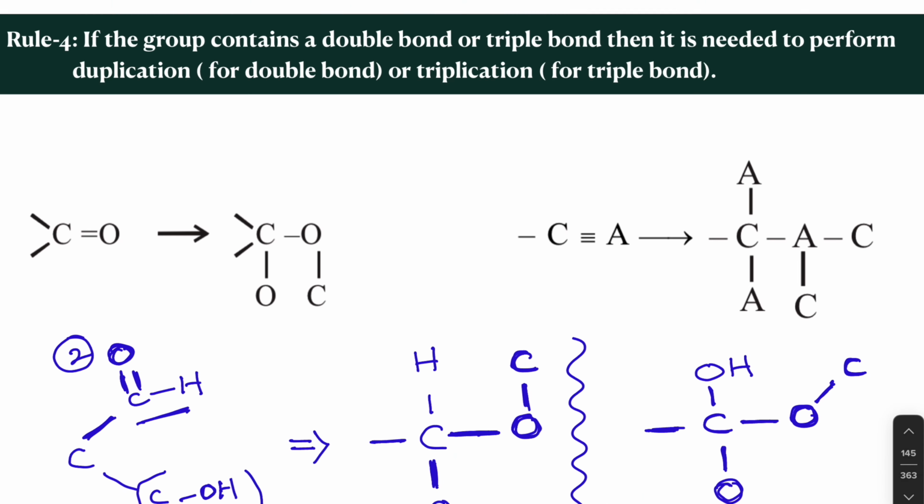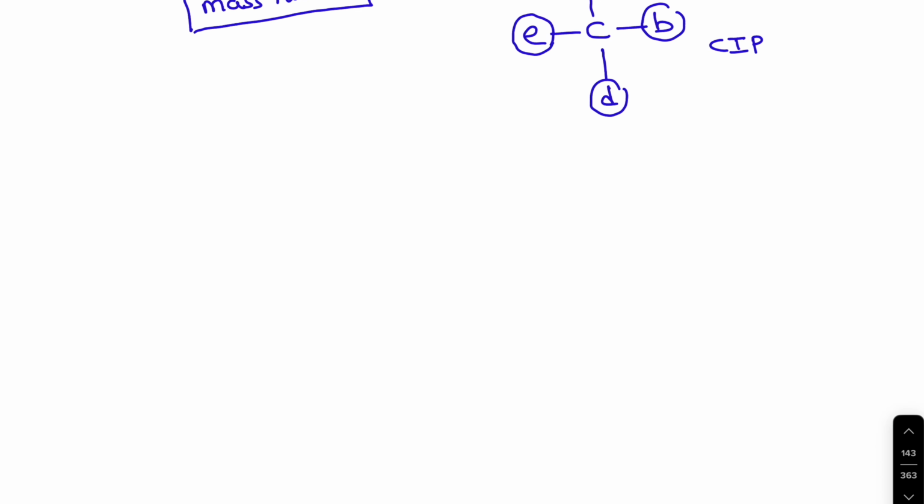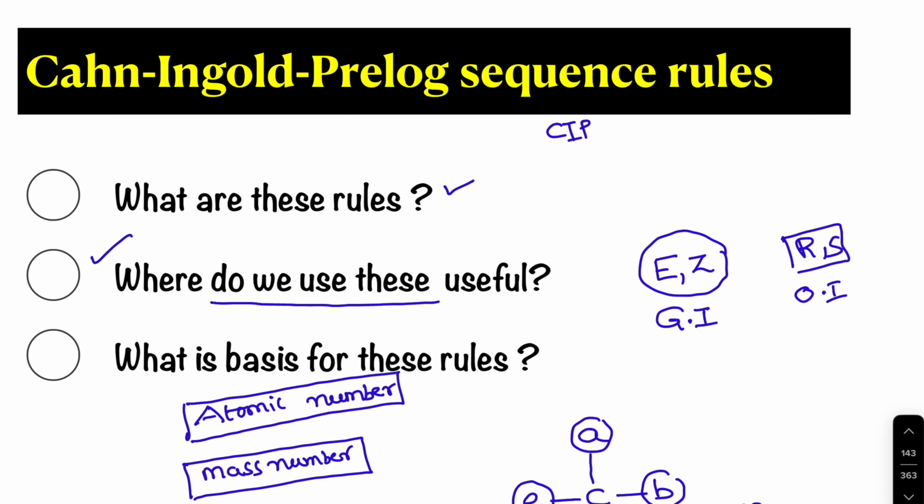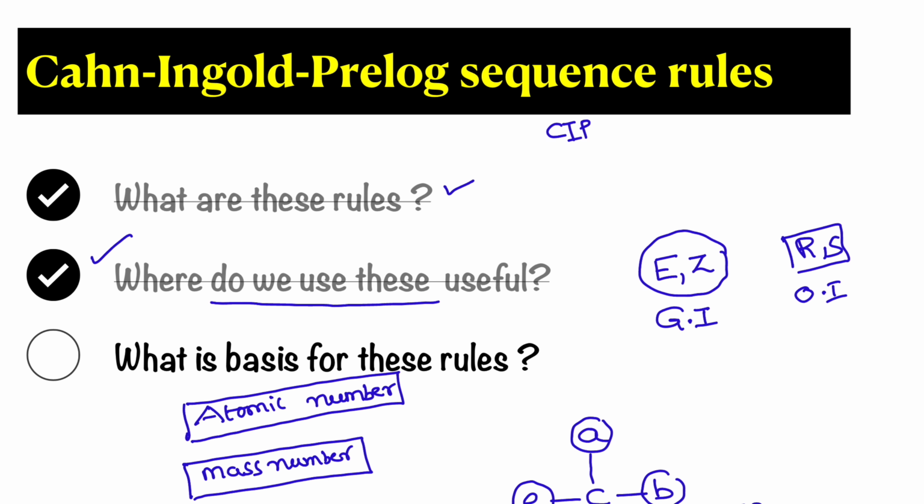And these are the 5 rules of the Cahn, Ingold, Prelog sequence rules. What are these rules we discussed? Where do we use these rules? Of course, I explained. And what is the basis for these rules we discussed. So these are the CIP rules, very much important.